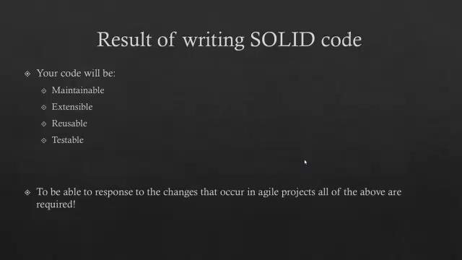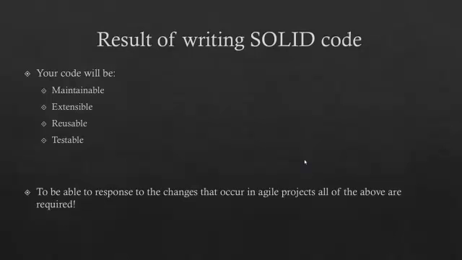So your code will be more maintainable. If you use the open-closed principle, your code will be more extensible. It will allow you to write extensions to your code. It will be more reusable because all classes, all objects just have a single responsibility. We can reuse those classes in another project where we have a need for an object with that same responsibility. And your code will be a lot more testable because you do not have dependencies up the chain. So with dependency inversion, you can just inject another testing object into your code.